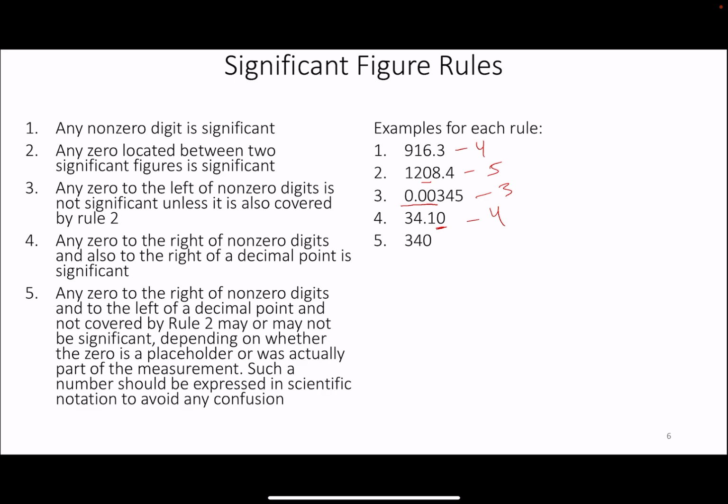The last one is a little bit more challenging. So any 0 to the right of non-zero digits and to the left of a decimal point and not covered by rule 2, which is this 0 here, may or may not be significant. And so in this case, 340, you don't quite know if it's 2 or 3 significant figures. The way to get around that is you can express the number in scientific notation if you really need to be absolutely precise. So you could say 3.40 times 10 to the 2. In this case, now this 0 here is clearly significant. And so you've been able to express that it's actually 3 significant figures. Or you could have expressed it as 3.4 times 10 to the 2, in which case, there's 2 significant figures.